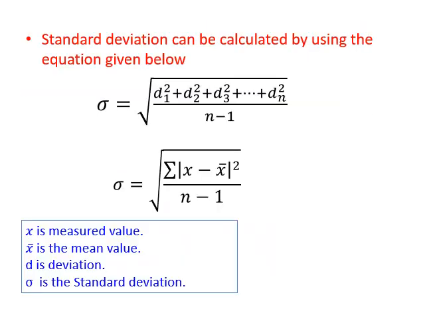Standard deviation can be calculated using the formula given here. This is the formula to calculate the standard deviation, where x is the measured value, x prime is the mean of the data, d is the deviation, because this value here is expressed as d, as we showed in the previous slides. D is the deviation, and sigma is the standard deviation.